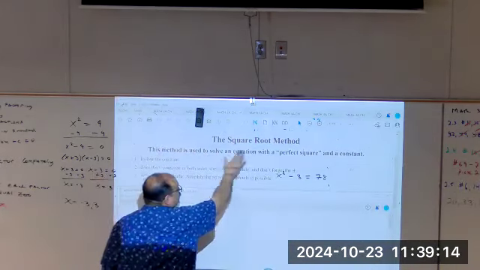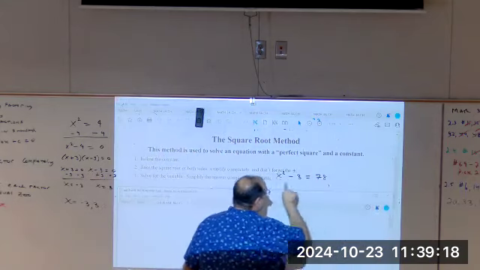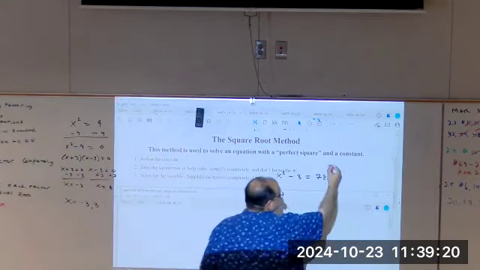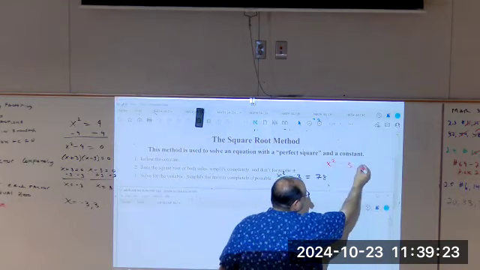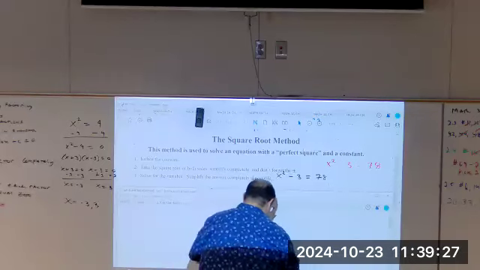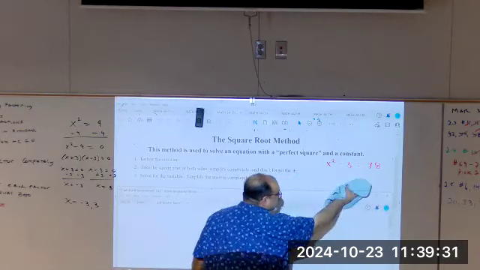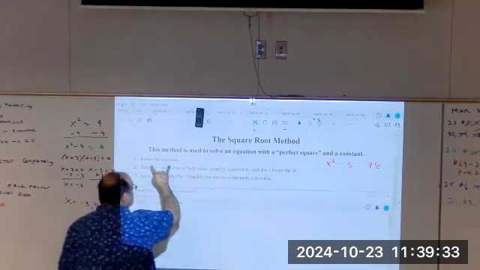Square root method is used to solve an equation with a perfect square and a number. So you just have a perfect square and a number. You don't have an x to the first. So it's a perfect square and a number. x squared minus 3 equals 78. So you isolate the constant.